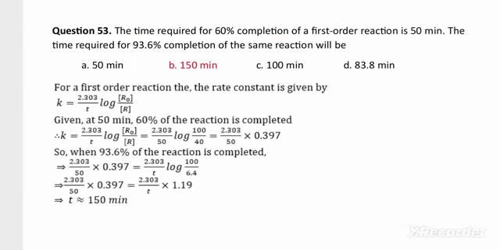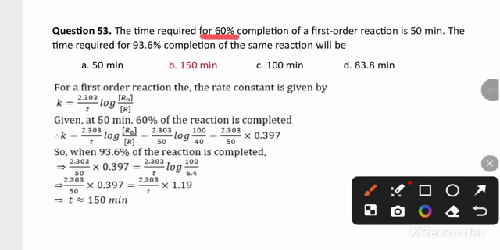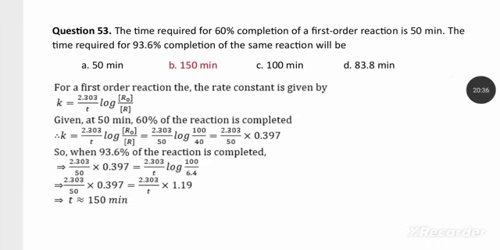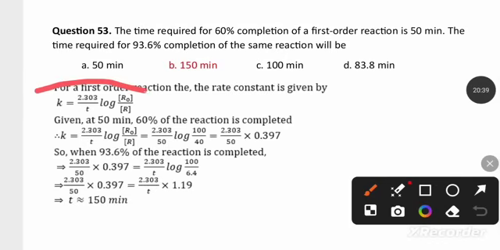The next question is of chemical kinetics. The time required for 60% completion of a first order reaction is 50 minutes. The time required for 93.6% completion of the same reaction will be? So for 60% completion, time is 50 minutes. We need to find out for 93.6% completion how much time it is going to take. The first order reaction formula, you know it: K is equal to 2.303 divided by t log of initial concentration of the reactant over final concentration of the reactant.